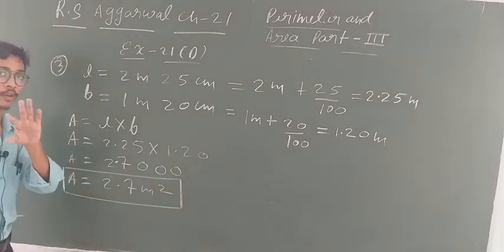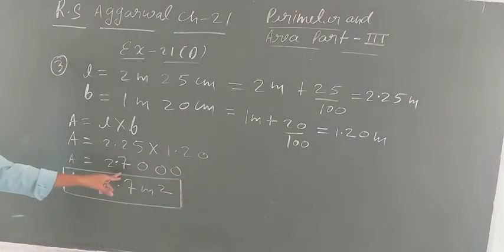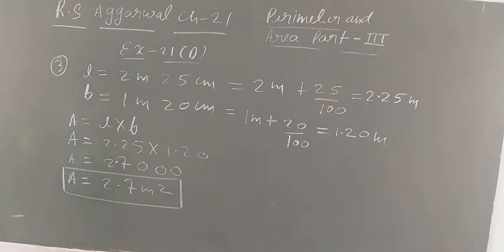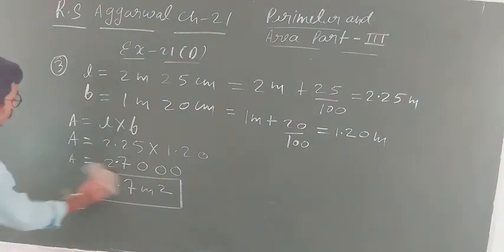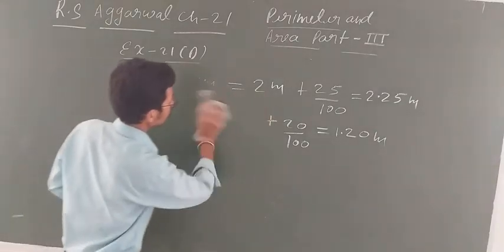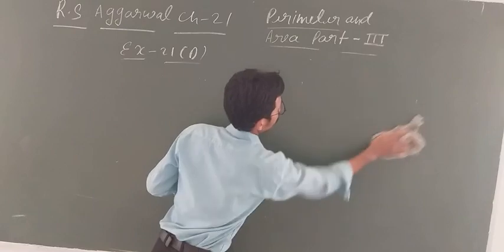That means total 4 digits should be after decimal. So after decimal 1, 2, 3, 4 digits. So here your answer is this one. Clear? This is in meter. Clear student? So now you have to convert in same quantity, then you will find out your solution. Clear student? Now come to the next question.